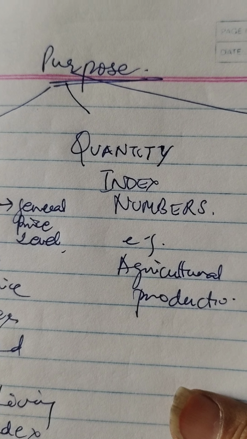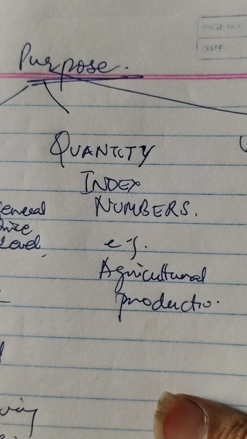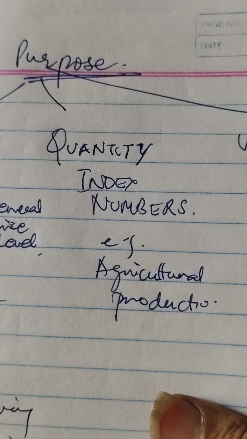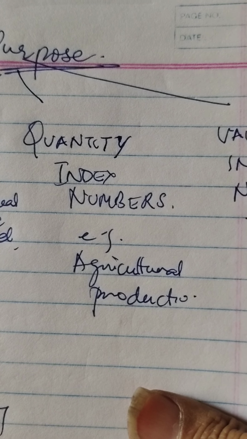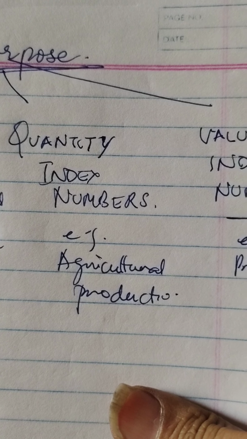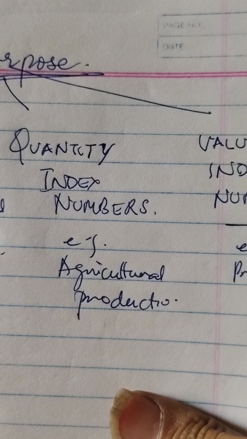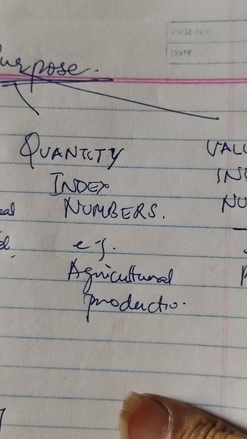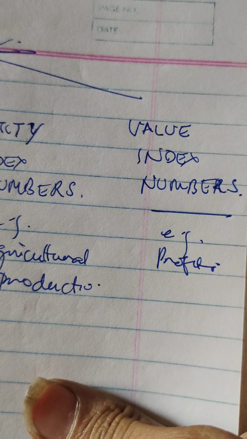So they generally relate to industrial production, agricultural production, export, import, etc. For example, the index of industrial production relative to the level of production in the base year. Similarly, the index of agricultural production is the level of agricultural production over the years. So whatever you're talking about, that is a quantity index number.